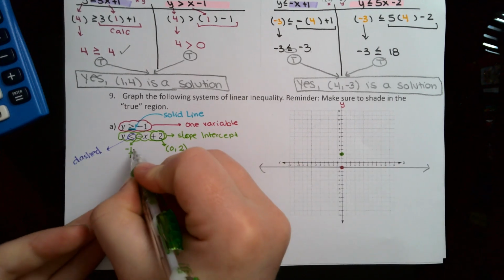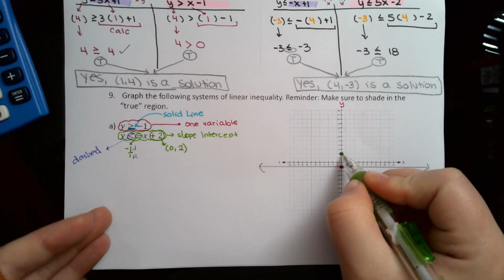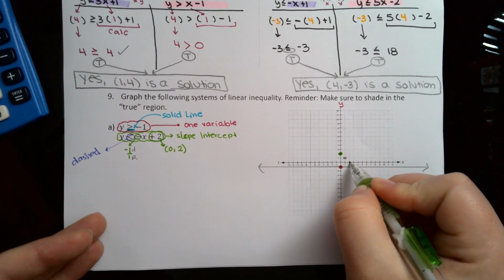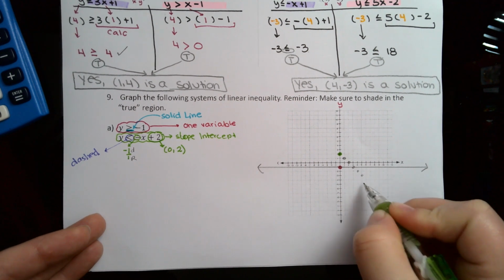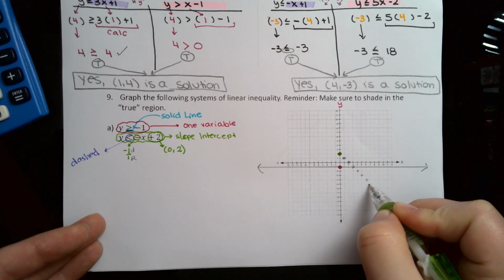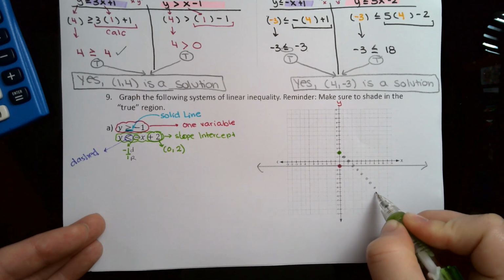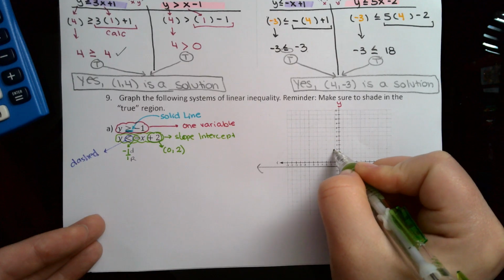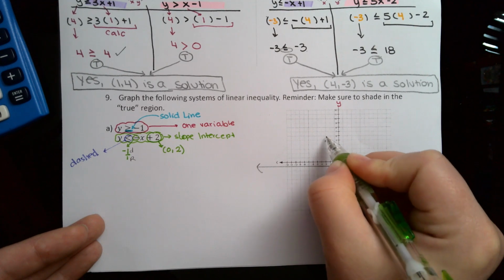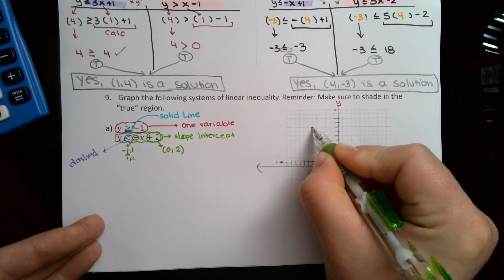So I'm going to go down 1 and to the right 1. Down 1 to the right 1, and we continue here. Let's see if I can actually see. Be careful when graphing these. Unfortunately, the printer we have didn't make these dark enough, in my opinion.